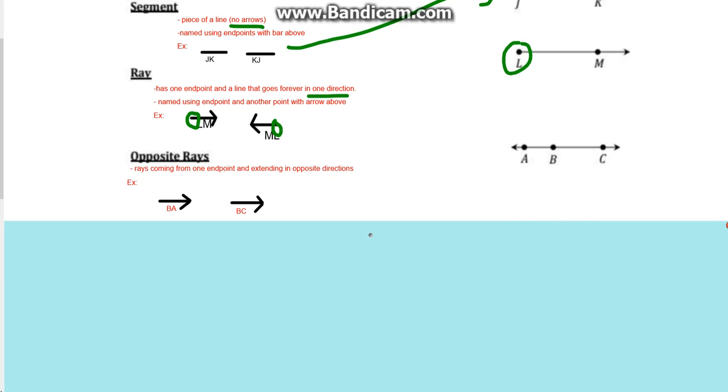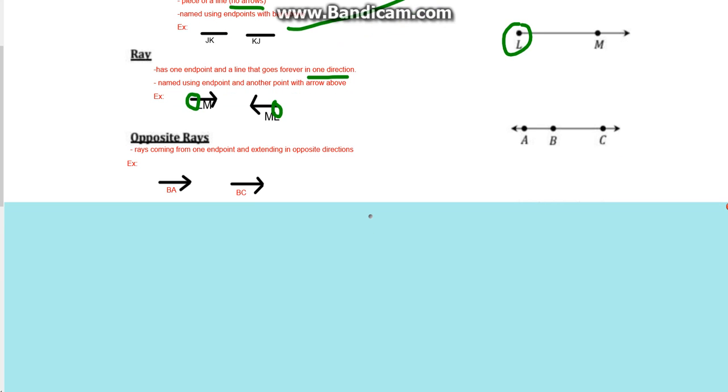Opposite rays are rays coming from one endpoint and extending in opposite directions. So how would you name the opposite rays? You would say opposite rays BA and BC. Notice how B is in the middle, so B does not need an arrow.